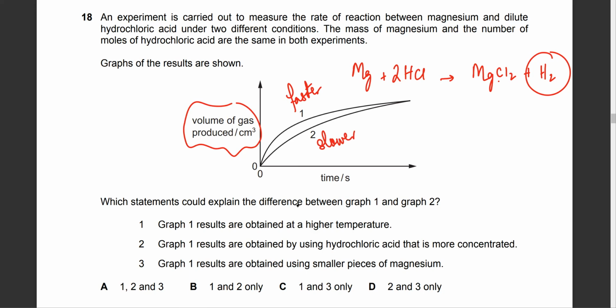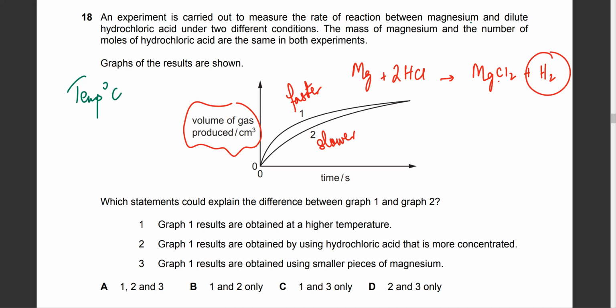Now there are 5 factors that affect the rate of a reaction. What are those five factors? One of them is temperature. So the first one is temperature.